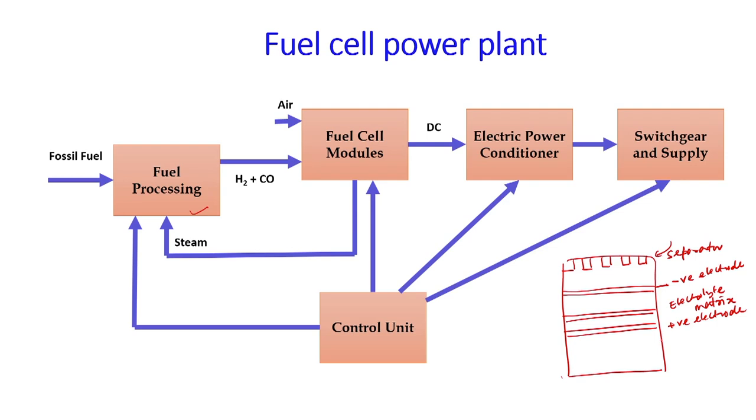Then we'll have some kind of air passes. This passage will be something like here. These are air passes. And then we have separators. So this constitutes a single cell, right? And if we need to connect many cells, then this kind of cells has to be connected in series and parallel in order to produce higher power, and that can be applied for a fuel cell power plant, right?